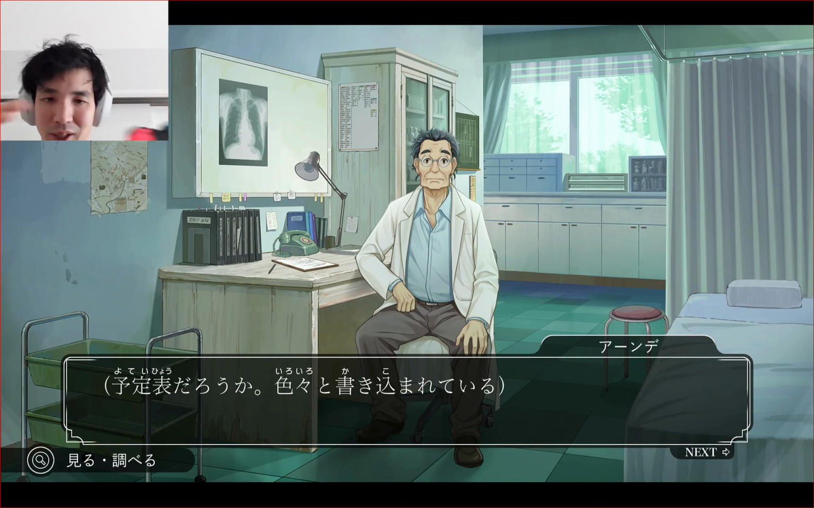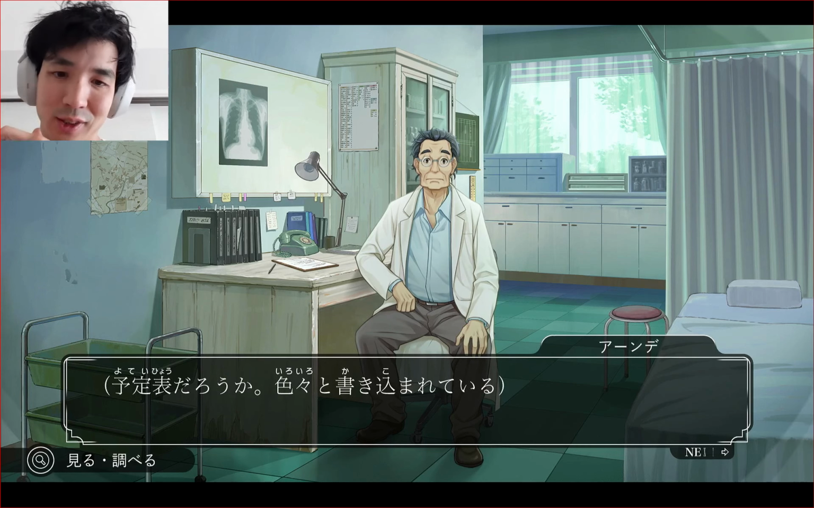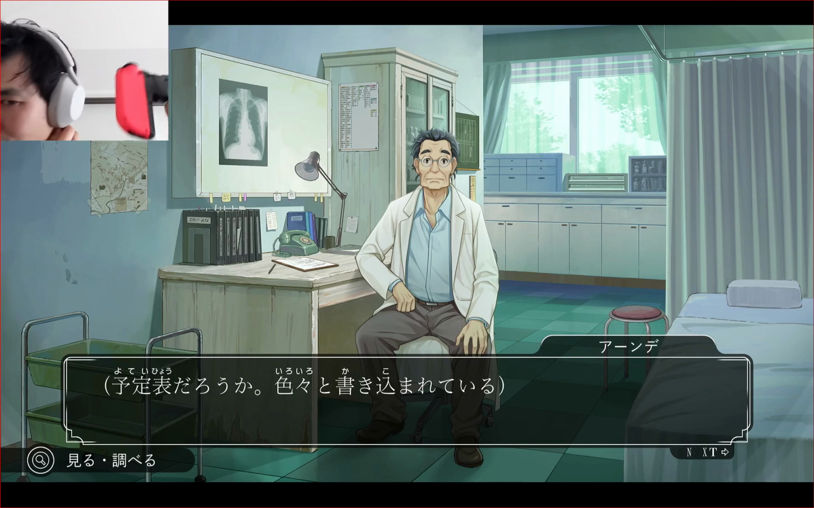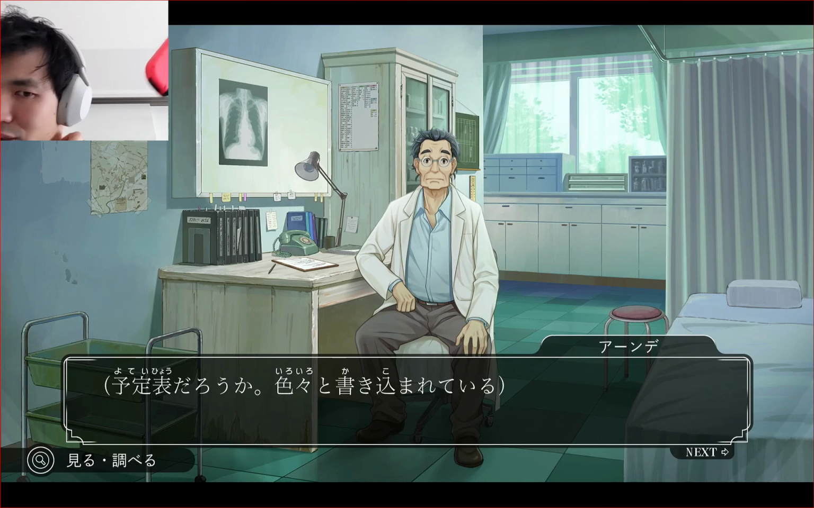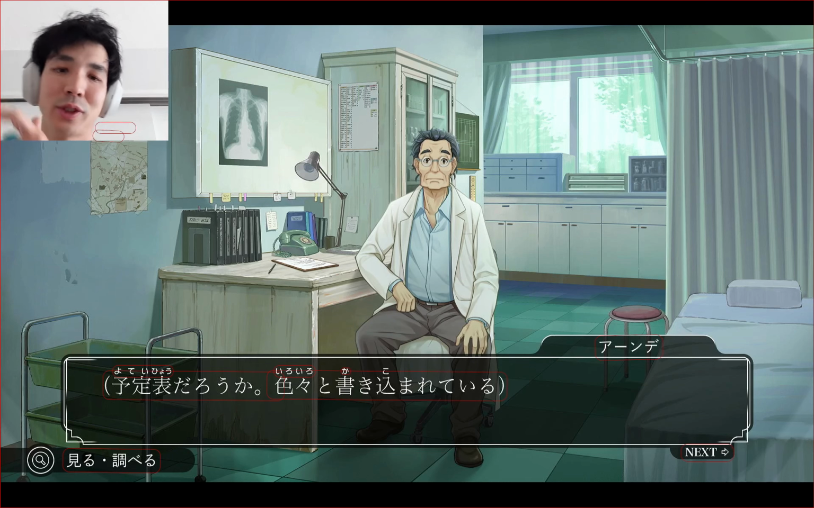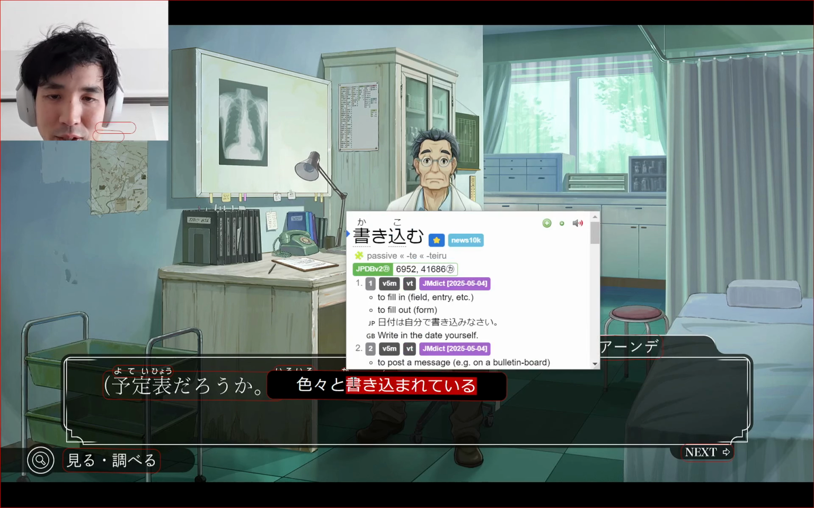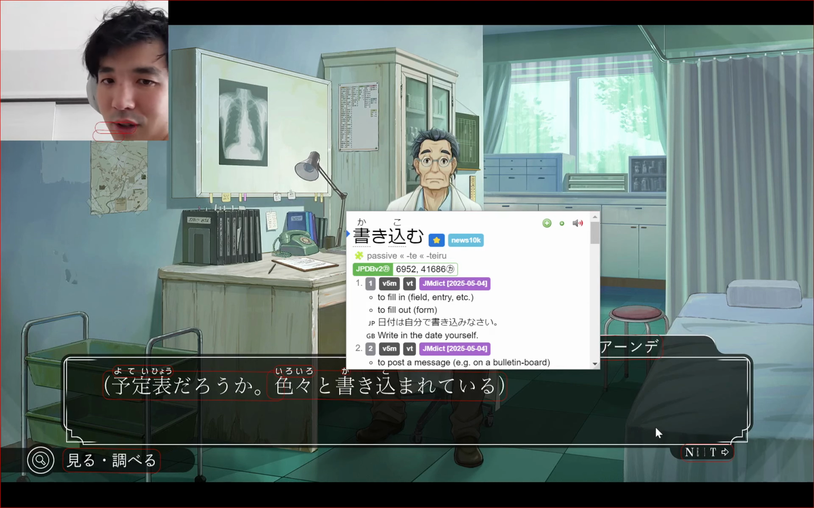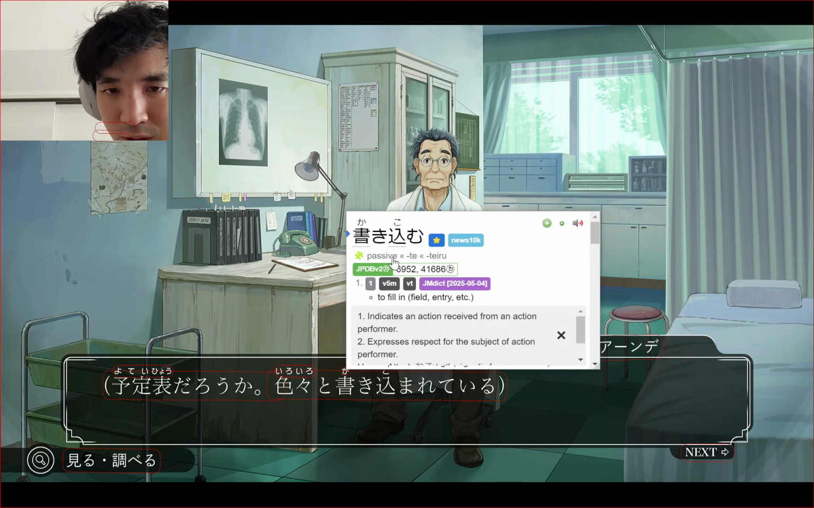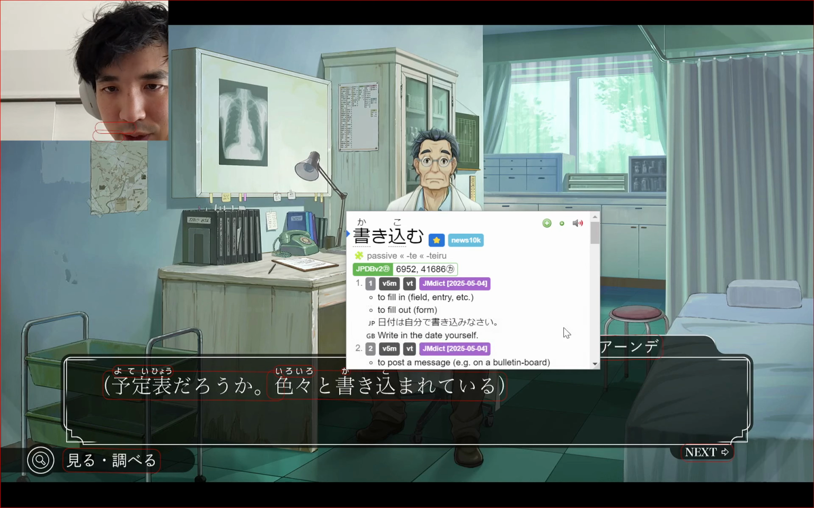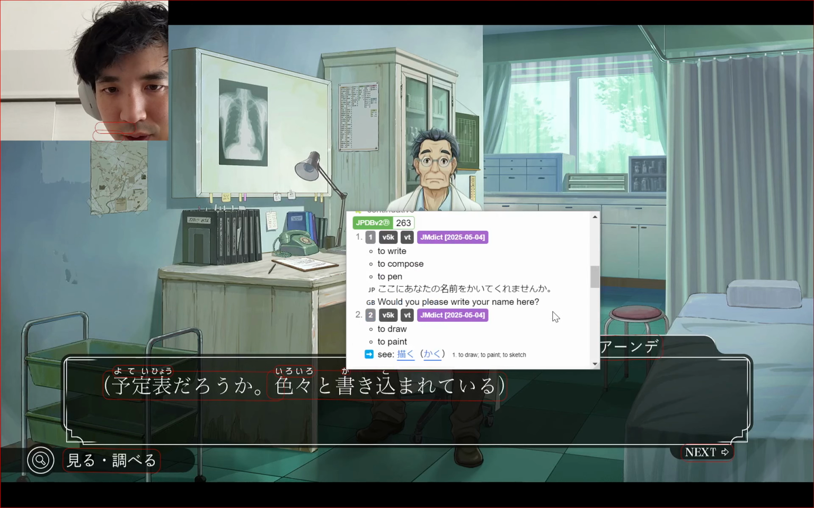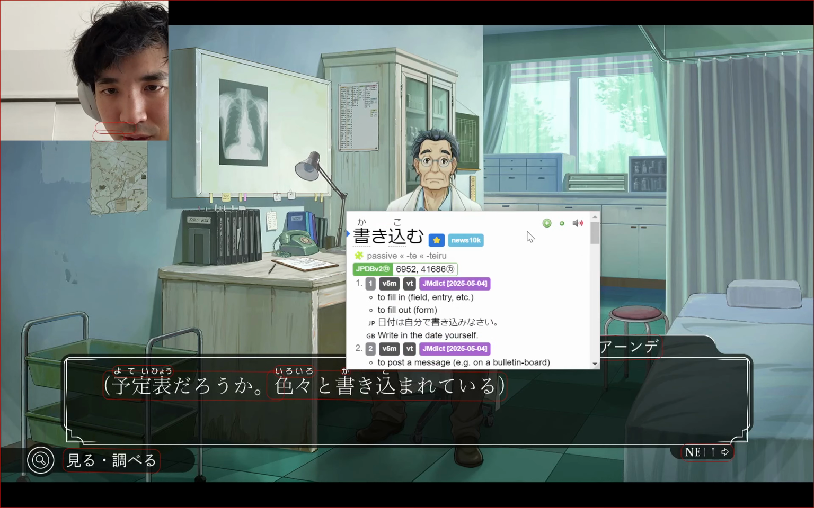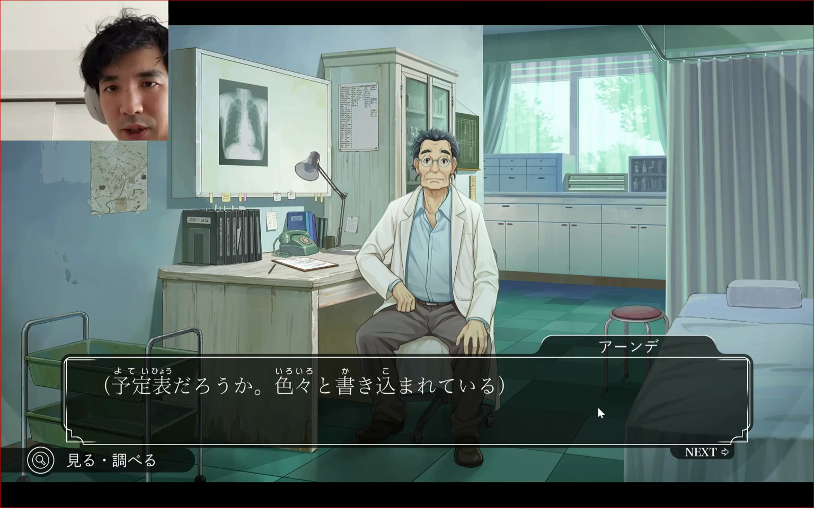書き込む. Komu is like packed in, like we're filling in something. 書き込まれている. So kakikomu is like to fill up, to fill up with writing, right? Kaku is to write. Kakikomu is to fill in. And then the passive, kakikomareru, kakikomarete. How much does Yomi-chan explain to me?